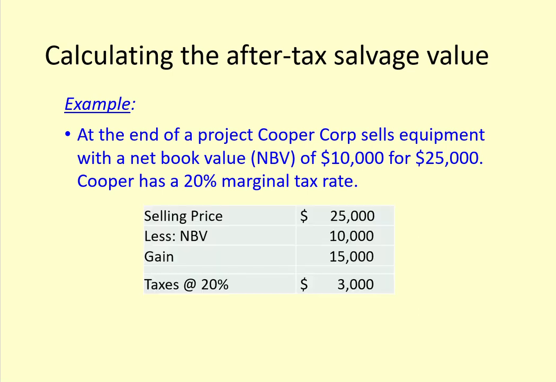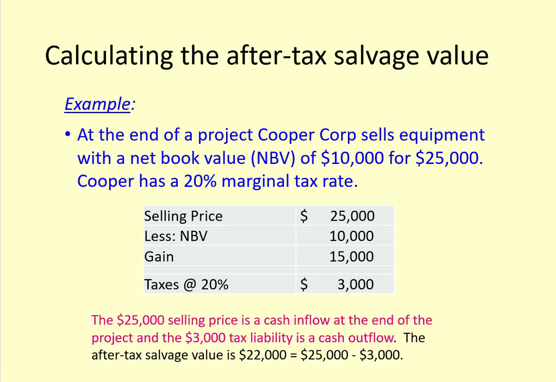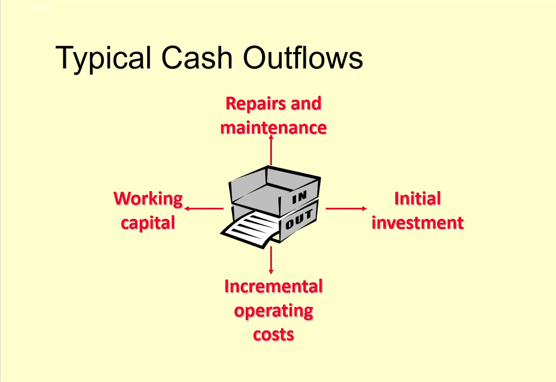Our selling price was $25,000. We deduct our asset's net book value, which in this case we were told was $10,000, resulting in a $15,000 gain. If we have a 20% tax rate, $15,000 times 20% will result in a $3,000 tax liability. The $25,000 selling price will be a cash inflow at the end of the project, and the $3,000 tax liability a tax outflow.